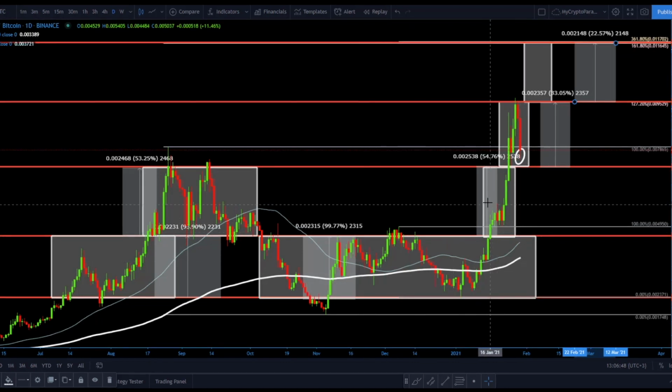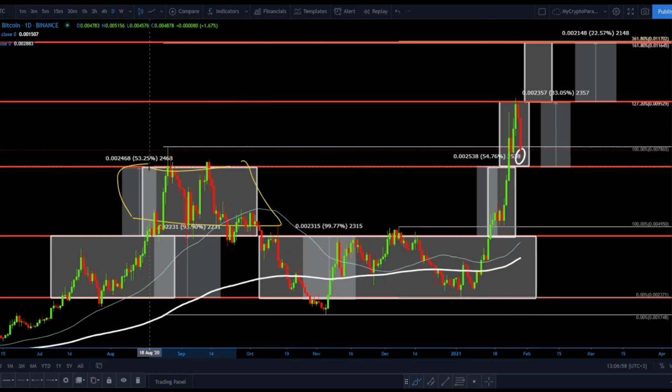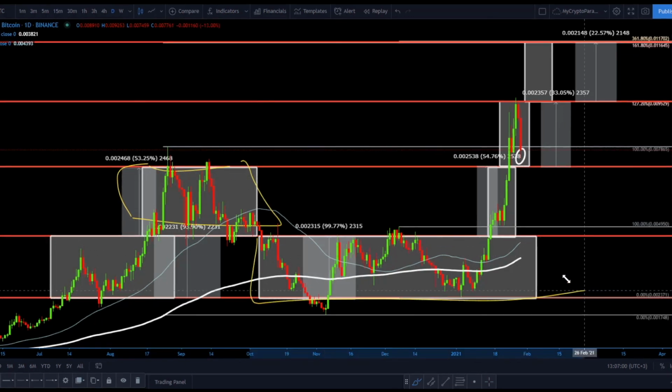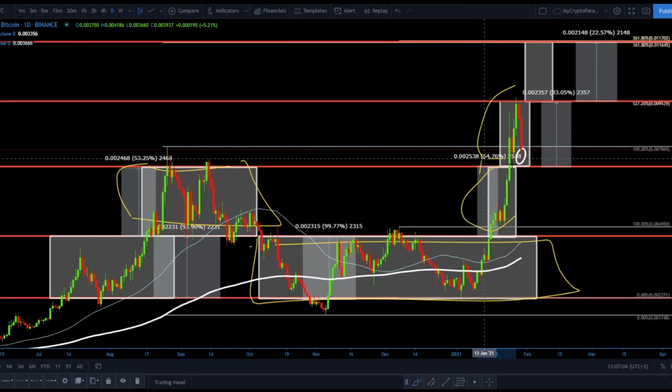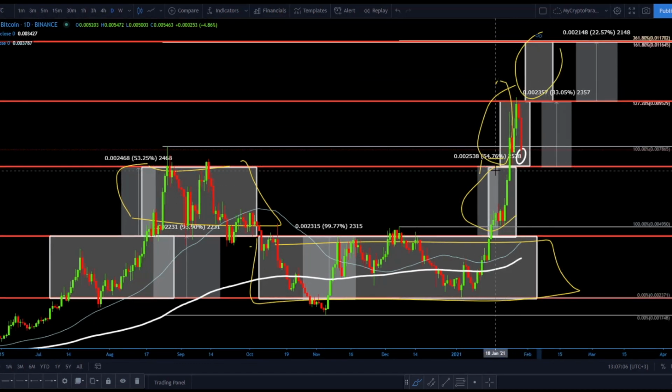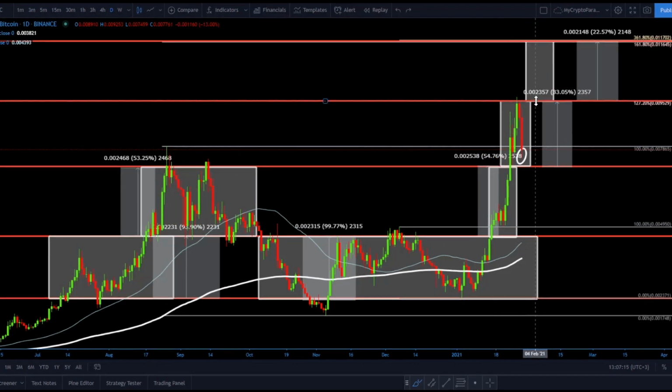The lower it gets, the more attractive it might be getting for buyers. We can also see that these boxes are getting narrower. Look at this box, huge. This is even longer, a longer consolidation. But here we have quite small boxes, and this is what we might be seeing throughout the next couple of weeks. A pretty fast move to the upside towards this resistance.